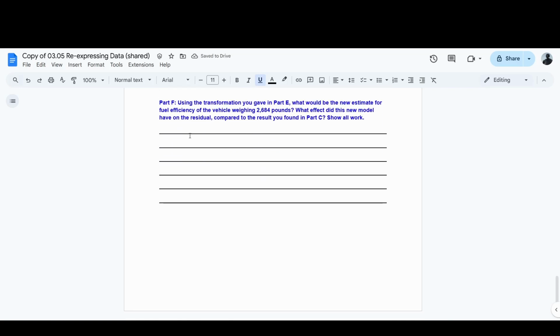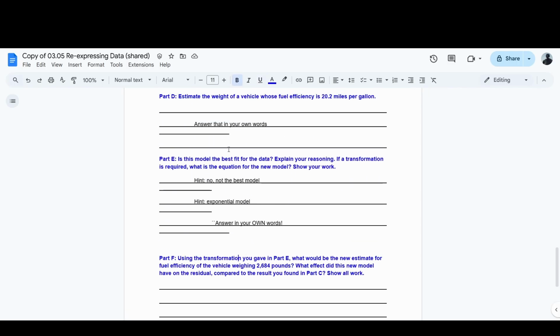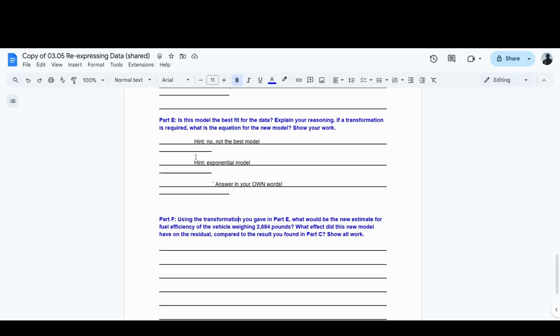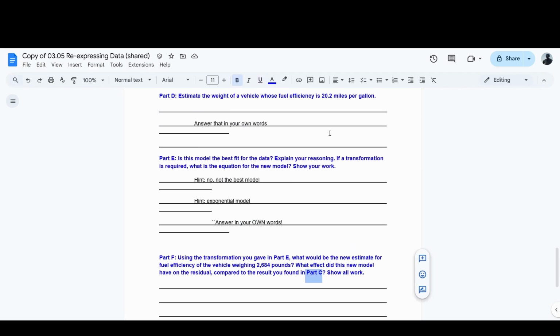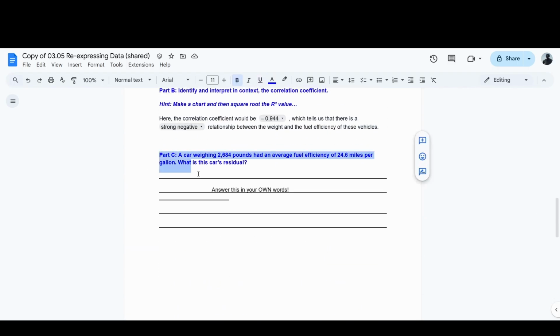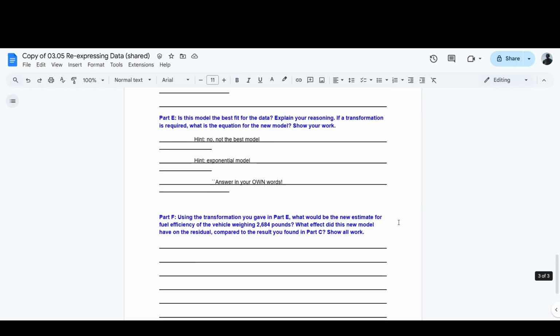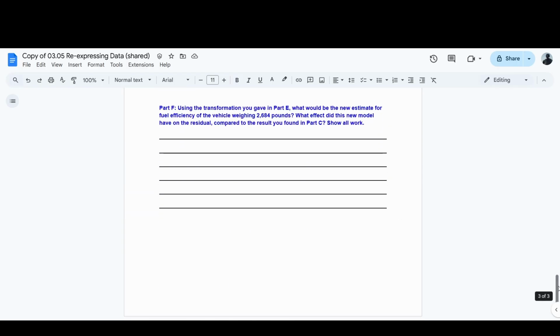Okay, and the last part here, part F, this one is probably the hardest question here. So part F says, using the transformation that you gave in part E, what would the new estimate for the fuel efficiency of a vehicle weighing 2,684 pounds be? So if you look back in part E, you should have your own answer here. I'll give you a hint. It's going to be an exponential model, but you should have your own equation there. And what effect did this new model have on the residual compared to the result you found in part C? So go back to part C, look at what you had written for this, and we're going to compare these 2 answers. All right, so again, let me give you a hint here.